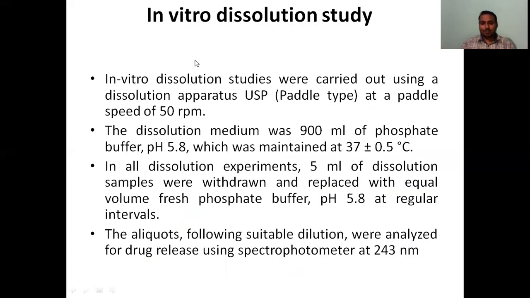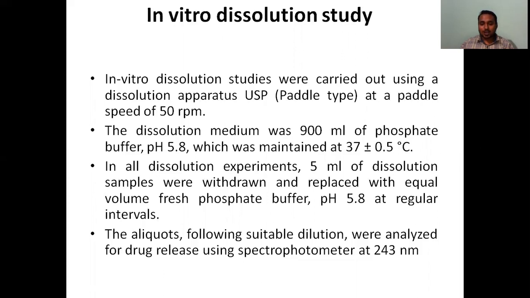Next we come to the in vitro dissolution study. For this, we are using the USP dissolution test apparatus, paddle type, at 50 rpm, 50 rotations per minute. The dissolution medium is 900 ml of pH 6.8 phosphate buffer, and we have to maintain the temperature at 37 plus or minus 0.5 degrees Celsius.